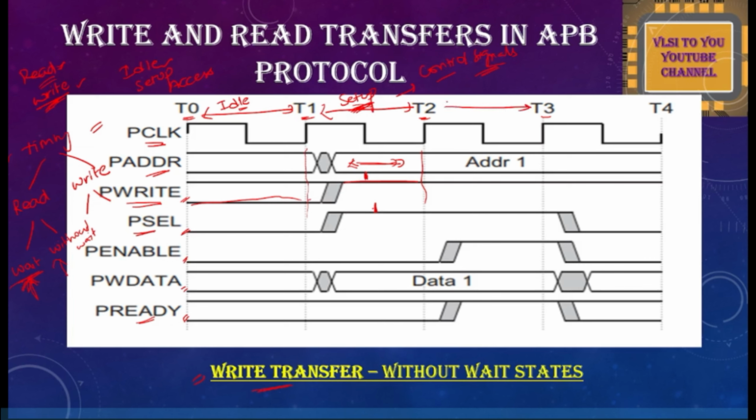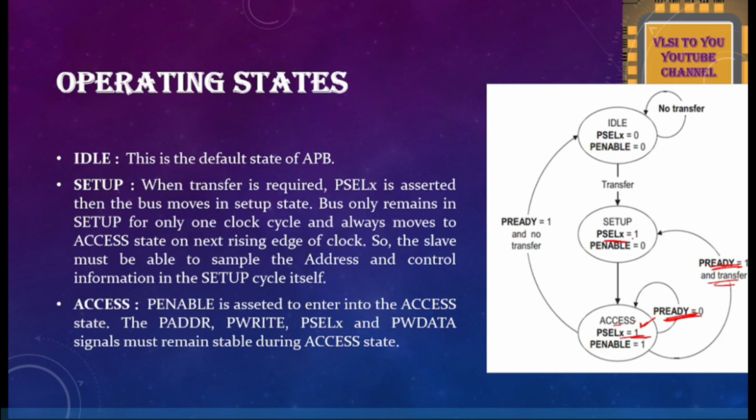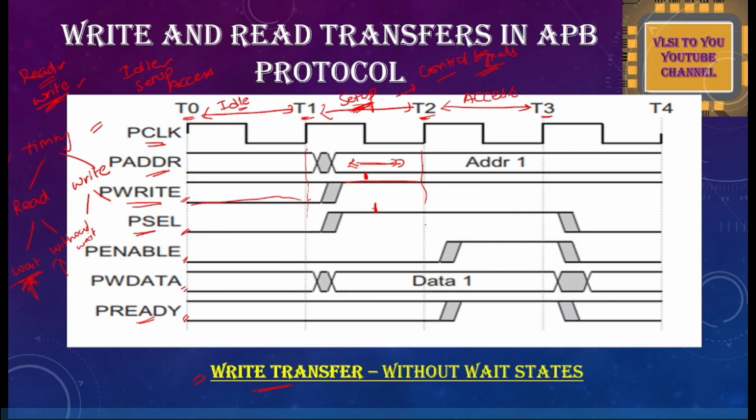And then coming to the next period, T2 to T3, this is going to be our access state. So in this access state, what is going to happen? If you see here, in the access state, along with P select equal to 1, P enable is also going to be 1. The address region is going to be the same, and the write is also going to be the same, 1, and the P select is also 1 according to the previous one. Now the P enable is going to be 1 in the access state, whereas before it is 0.